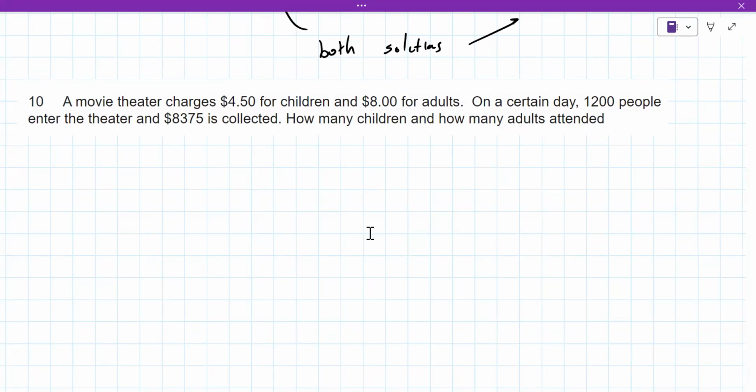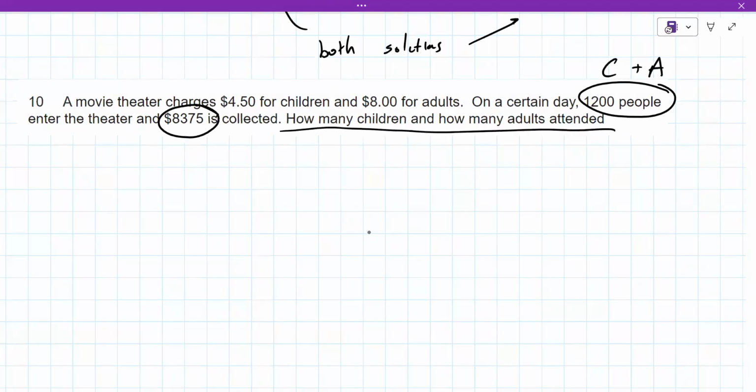A movie theater charges $4.50 for children and $8 for adults. On a certain day, 1,200 people attend. So when it says 1,200 people, that means children plus adults. We don't know how many of each, we're going to figure that out. And then they pay this much. So we have to figure out how many children and how many adults attend.